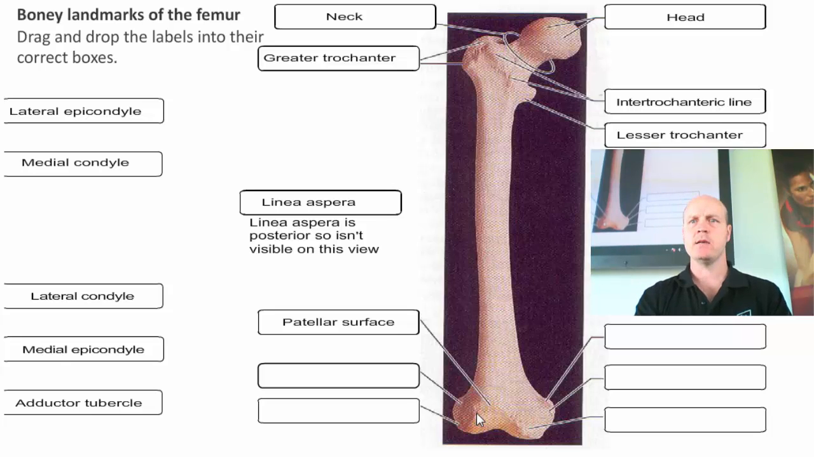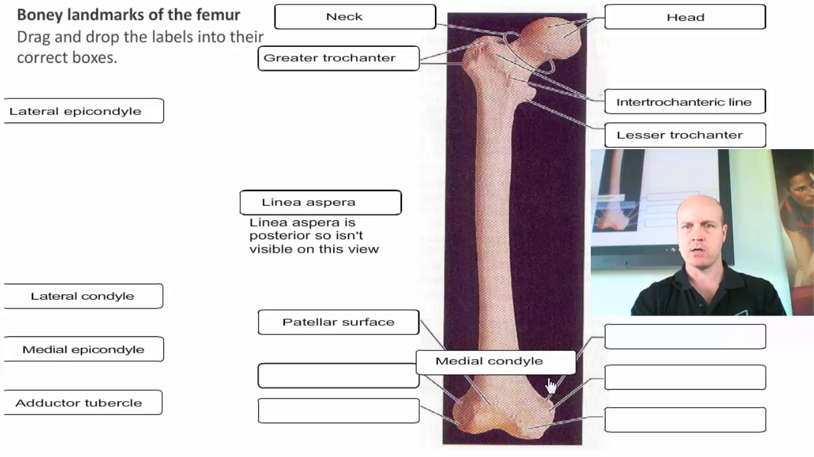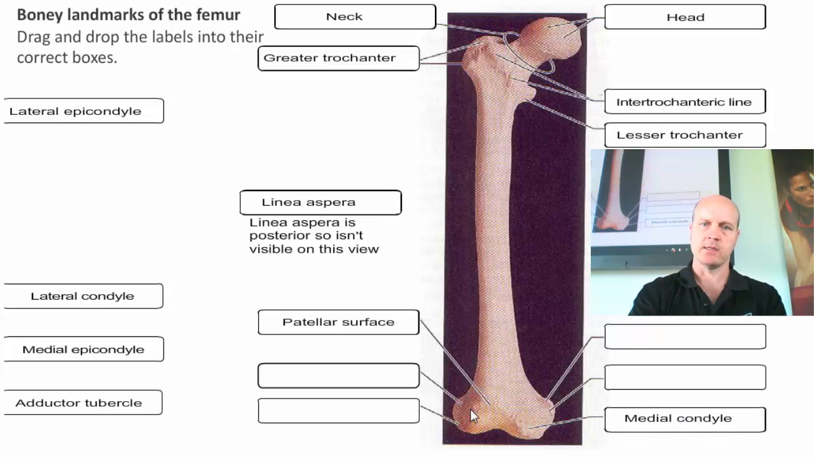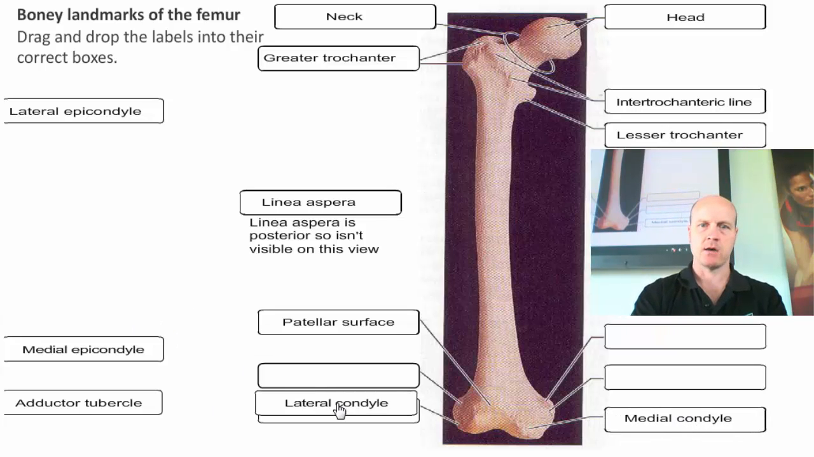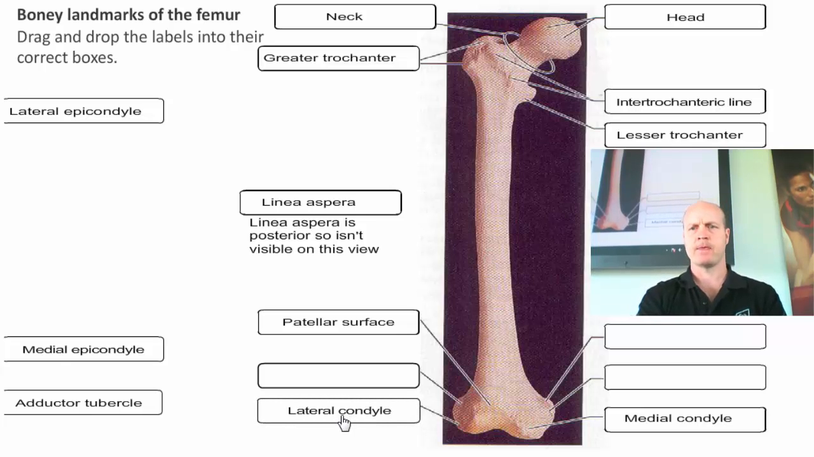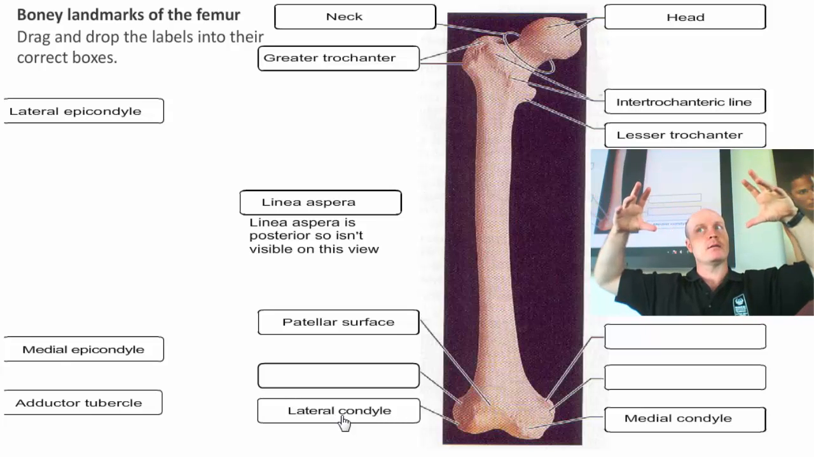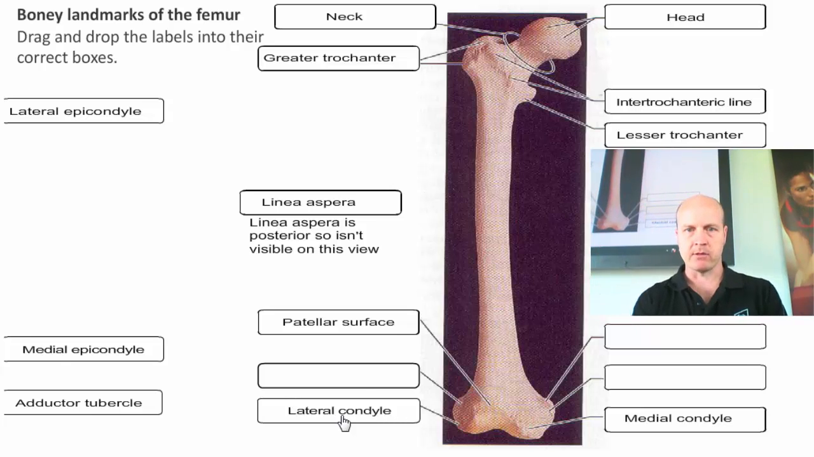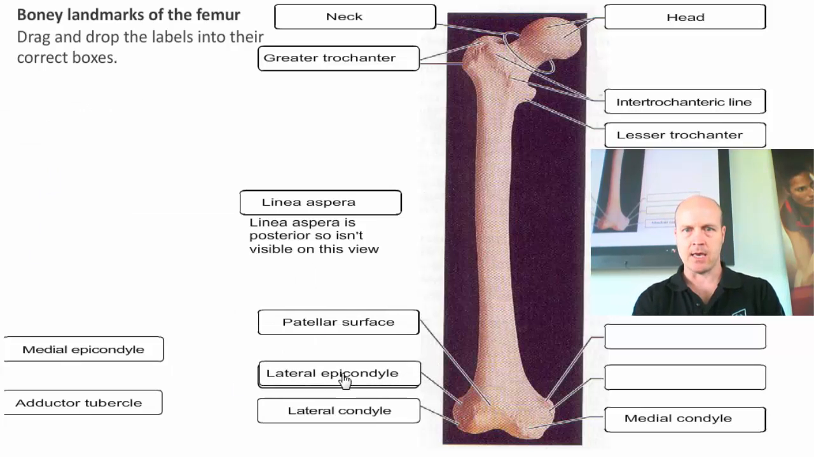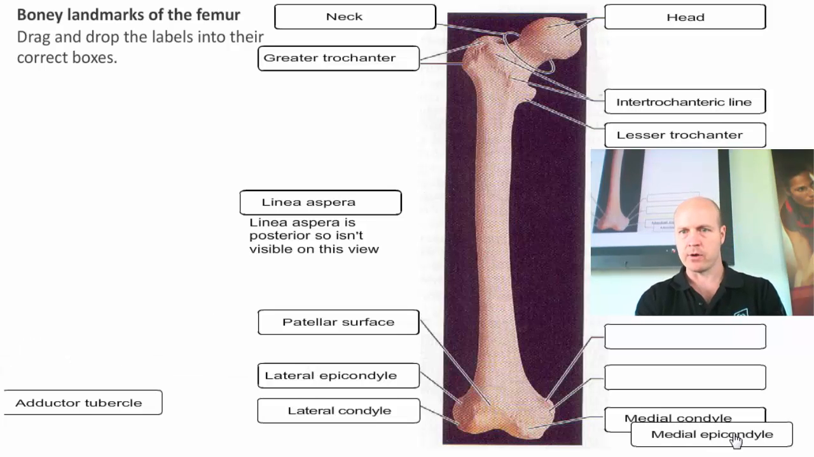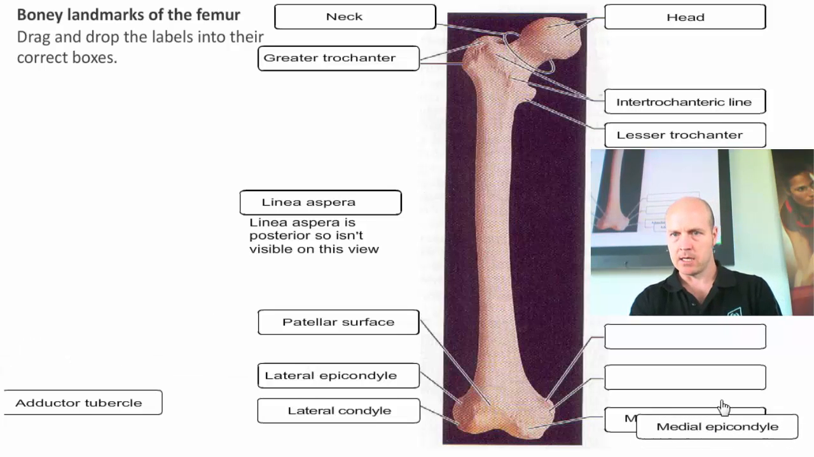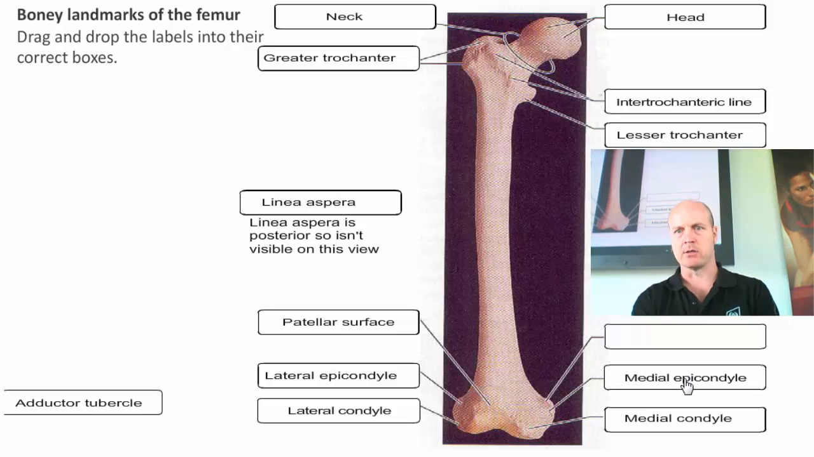We know which way is medial because the head of the femur is medial. So down here would be the medial condyle, which means this side is our lateral condyle. Good. Over and above means epi. So over and above our lateral condyle, this little bump here will be our lateral epicondyle, and then over and above our medial condyle is our medial epicondyle.